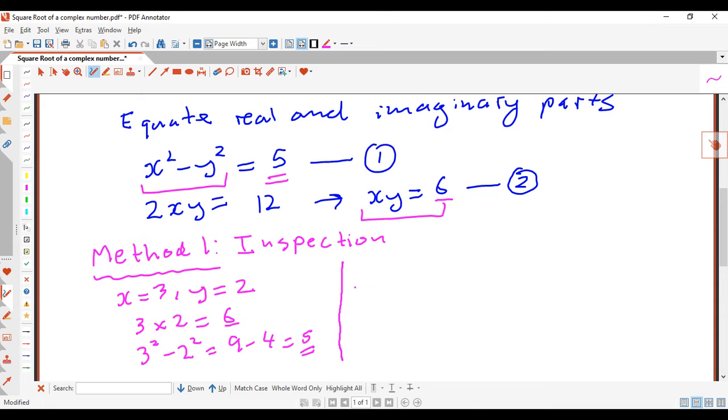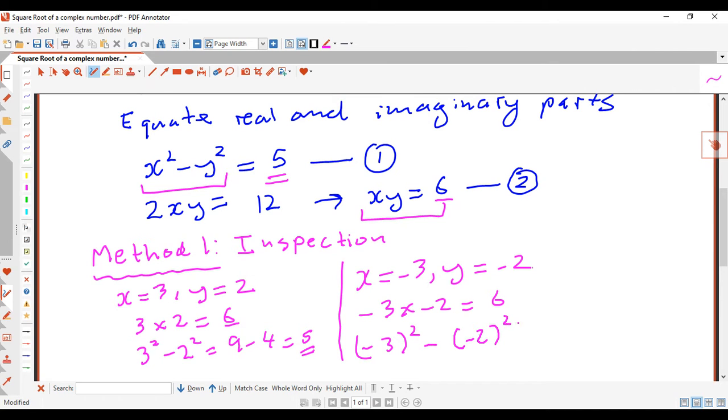I can think of another two numbers though. What about x equals minus 3 and y equals minus 2? Okay, now check that it works. Obviously, negative 3 times negative 2 is positive 6. And substituting into the first equation, negative 3 squared minus negative 2 squared equals 9 minus 4, which equals 5. So both of those work.